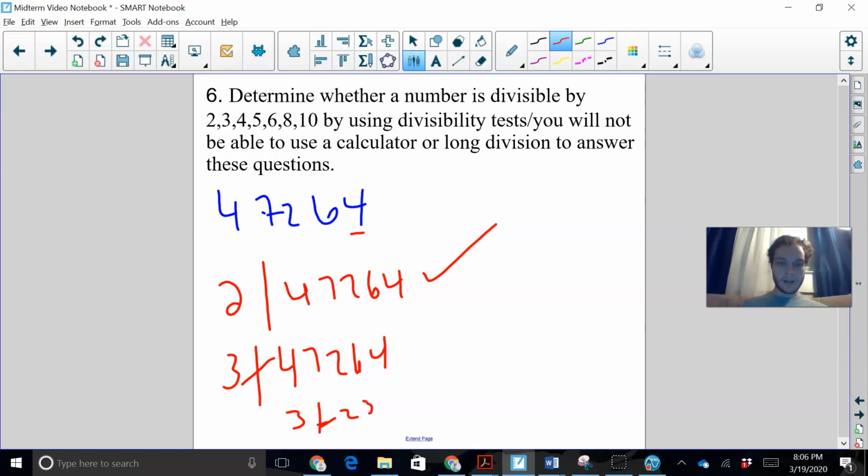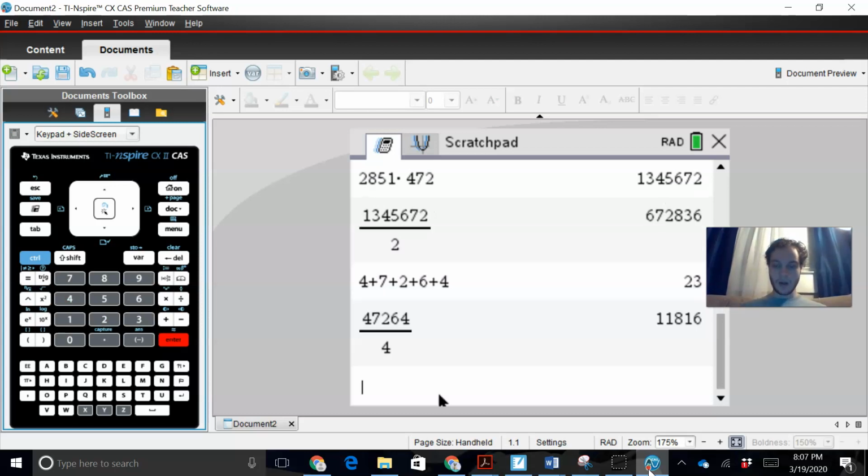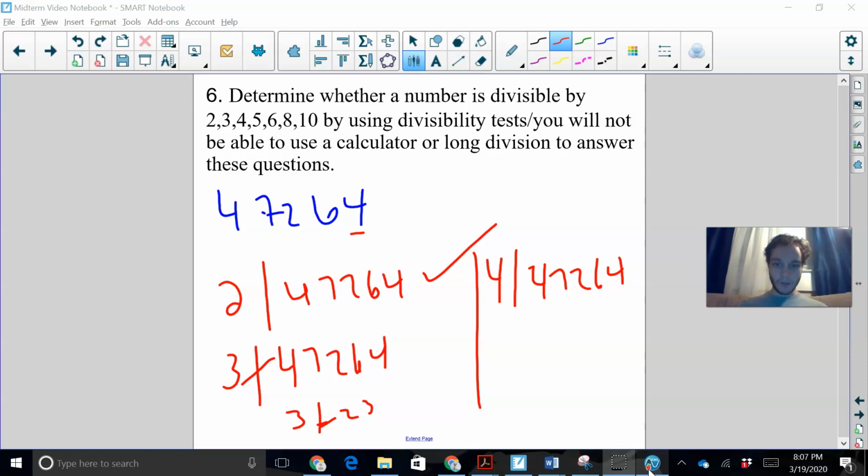Let's get 4. Does 4 divide this number, 47264? Well, yes, it does. If you don't believe me, let's just try this out. 47264 divided by 4, and you get a whole number. So, boom. Now, does 6 divide it? Well, 6 does not divide this number because 3 and 2 both need to divide it.